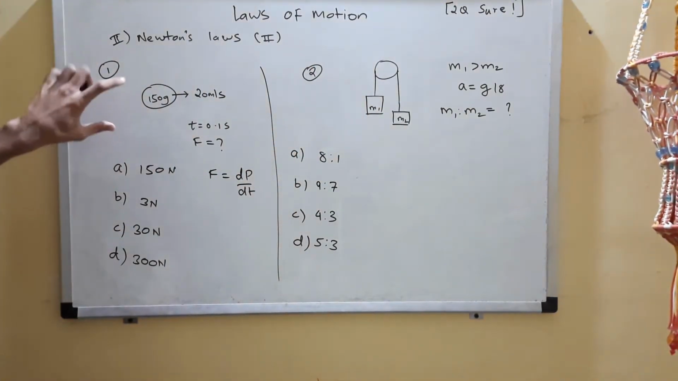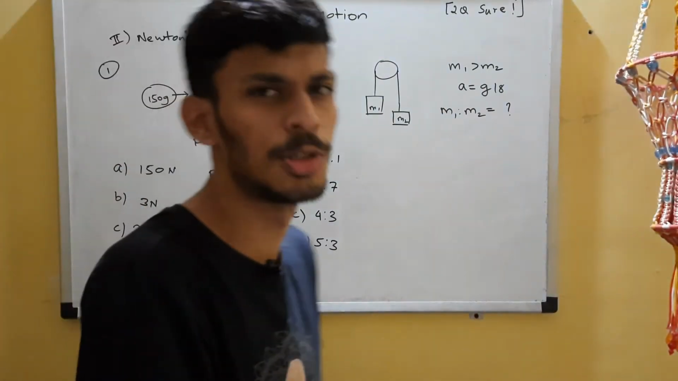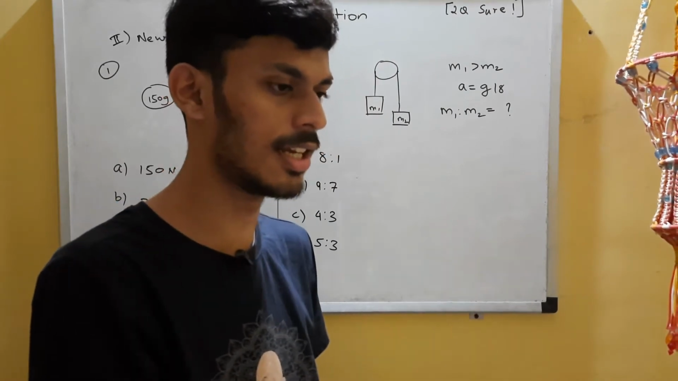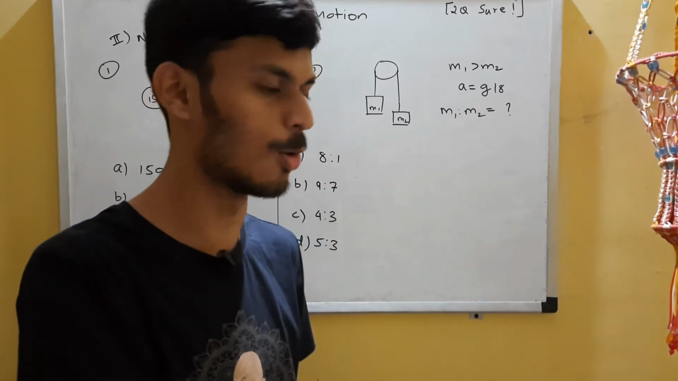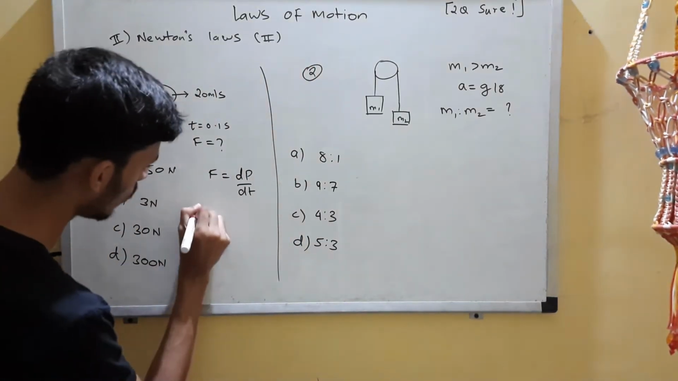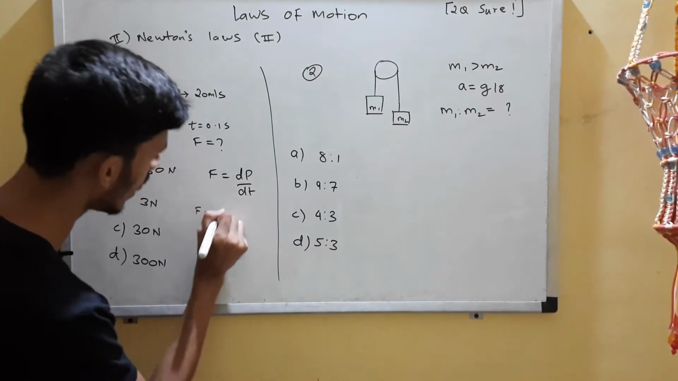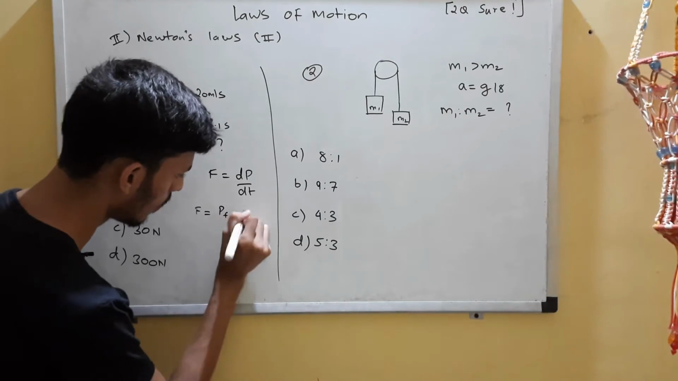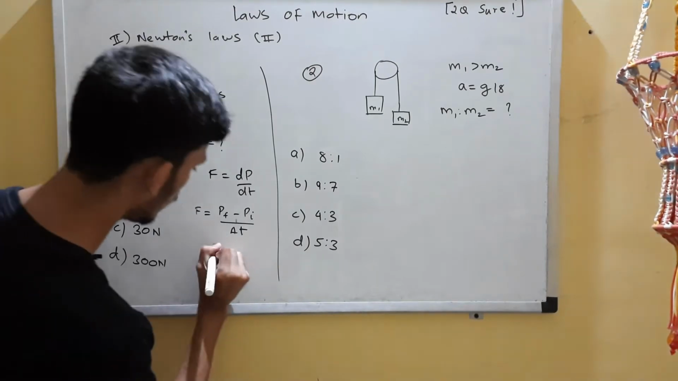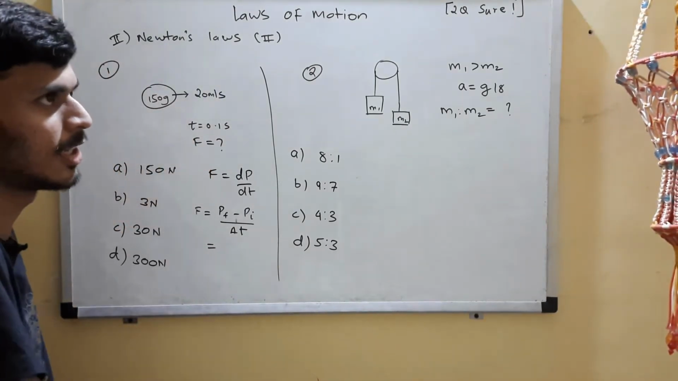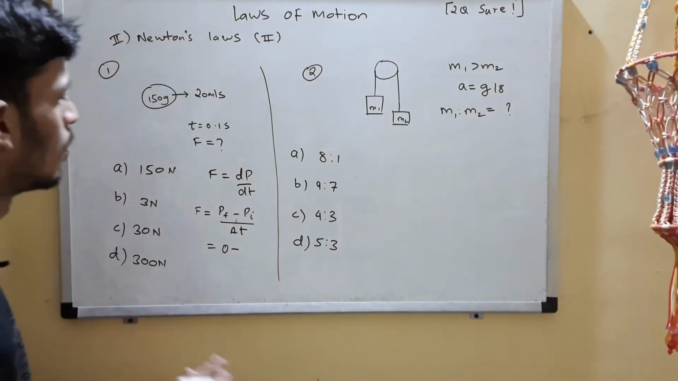Initially the momentum is mass times velocity. Finally the ball comes to rest when the person catches it. In his hand, the ball is at rest, the velocity is 0, so the final momentum is 0. We can write dp as final momentum minus initial momentum, and dt as the time interval, which here is 0.1 second. Final momentum: velocity is 0, so mass into velocity is 0.